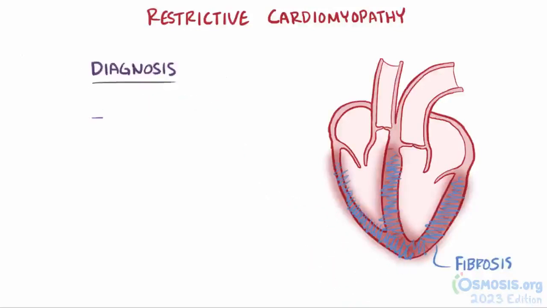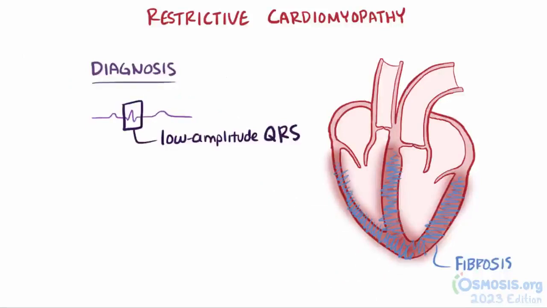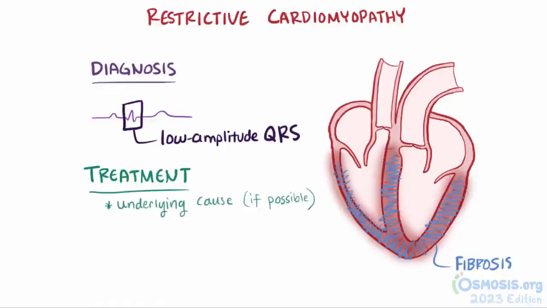For diagnosis, sometimes an electrocardiogram, or ECG, can be helpful, and these people will often have low amplitude signals and smaller QRS complexes, due to restricted ventricular contraction. The treatment for restrictive cardiomyopathy will be to treat the underlying cause, if possible. For example, treating hemochromatosis by removing excess iron. In a lot of cases, though, the definitive treatment is heart transplant.